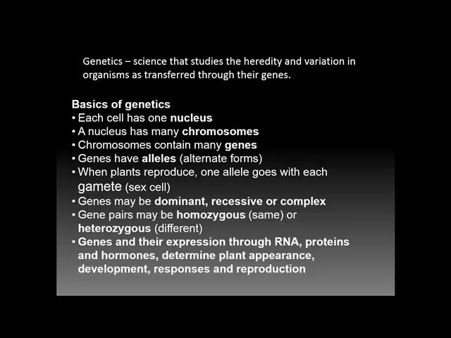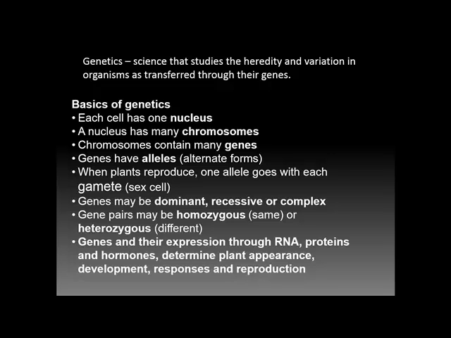And when plants reproduce, one allele goes with each sex cell or gamete. So only one of the two or more alternate forms of the genes gets passed on in sexual reproduction. Now those alleles may be dominant, recessive, or complex. And this is now within the realm of Mendelian genetics. Gregor Mendel was the monk that we talked about last week who observed sweet peas growing in his garden, and he chose a great plant and great examples to demonstrate dominant, recessive, and codominant genes.